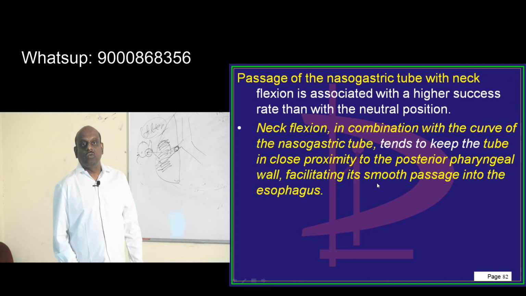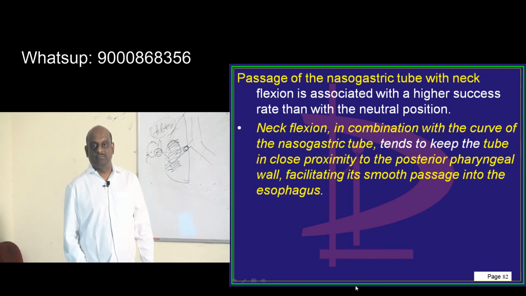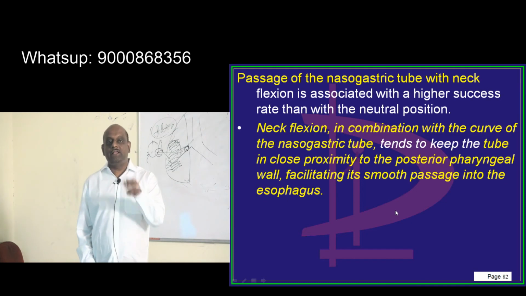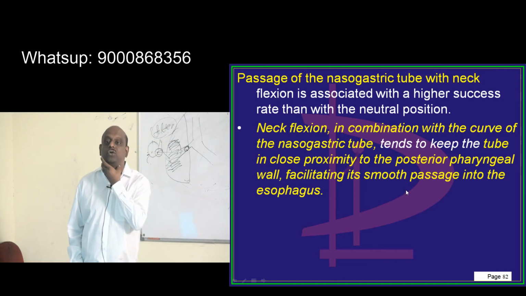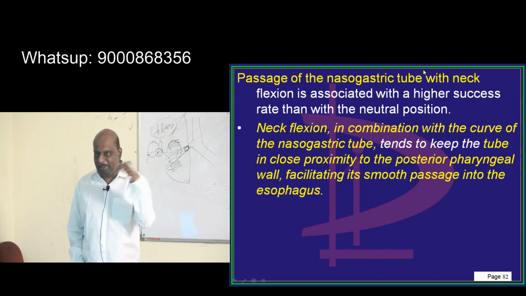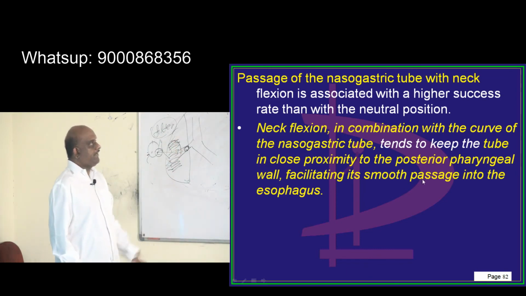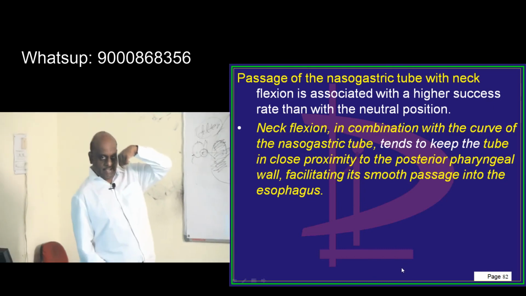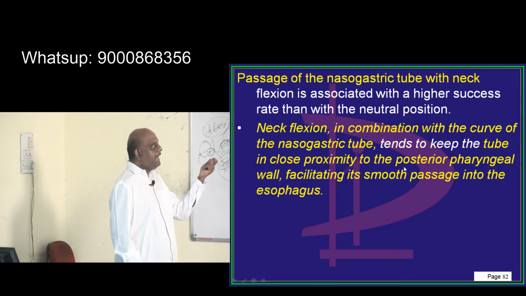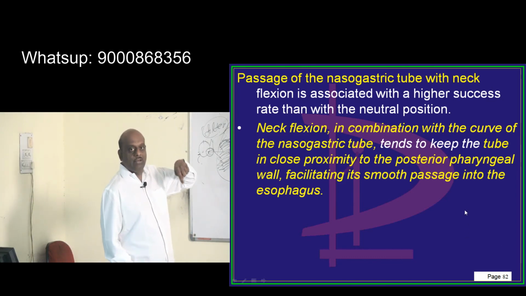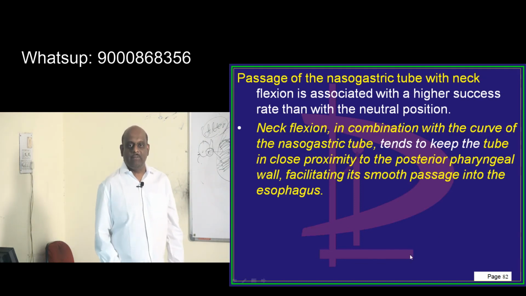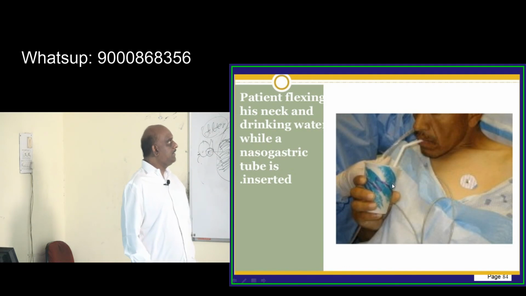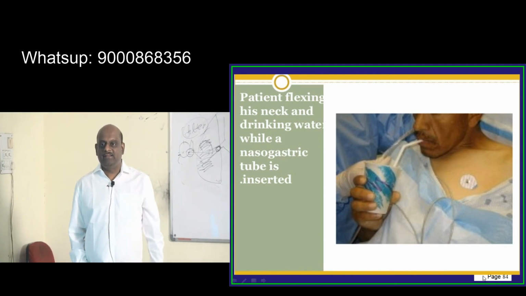So, why will the flexion of the neck help you? When you are passing the Ryle's tube, lots of times it is the arytenoid cartilages etc. They will actually make the aryepiglottic folds. They are the ones which will interrupt the passage of it. So, if you do neck flexion, the nasogastric tube's curve will come in alignment with the posterior pharyngeal wall and that will facilitate a smooth passage into the esophagus, is what you have to basically remember. So, that is the reason the recommendation is to make the patient flex the neck.